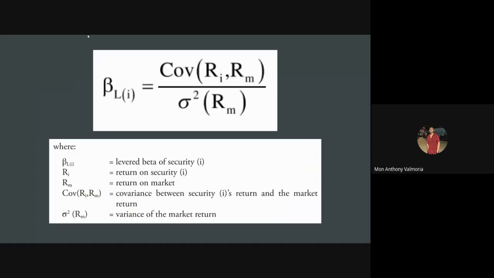Shown here is the beta formula, or what we can say as the historic deviations of the security with respect to market performance. This is beta sub L equals COV(Ri, Rm) over sigma squared Rm, where beta L is the levered beta of the security, Ri is the return on security, Rm is the return on market, COV is the covariance between the security's return and the market return, and sigma squared is the variance of the market return.